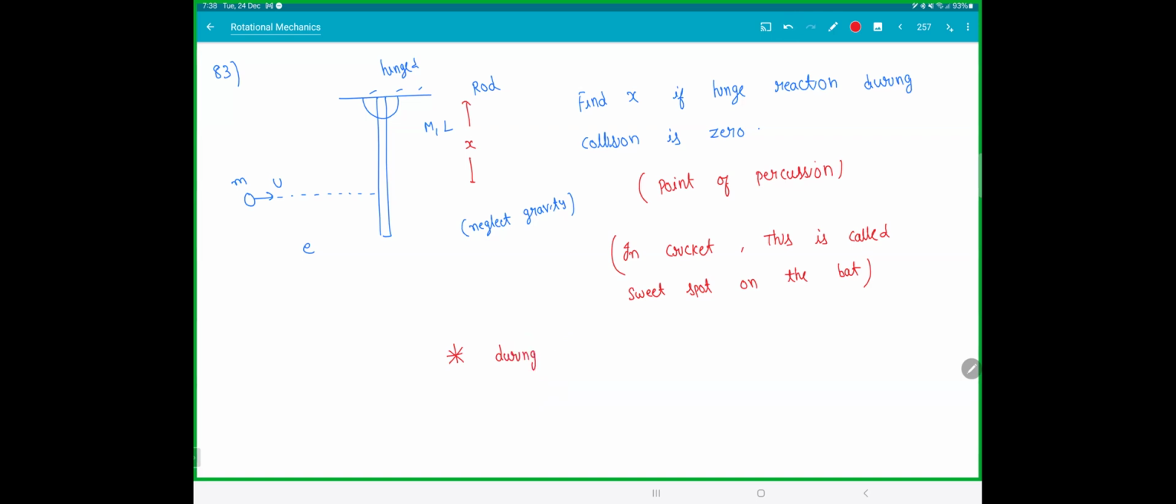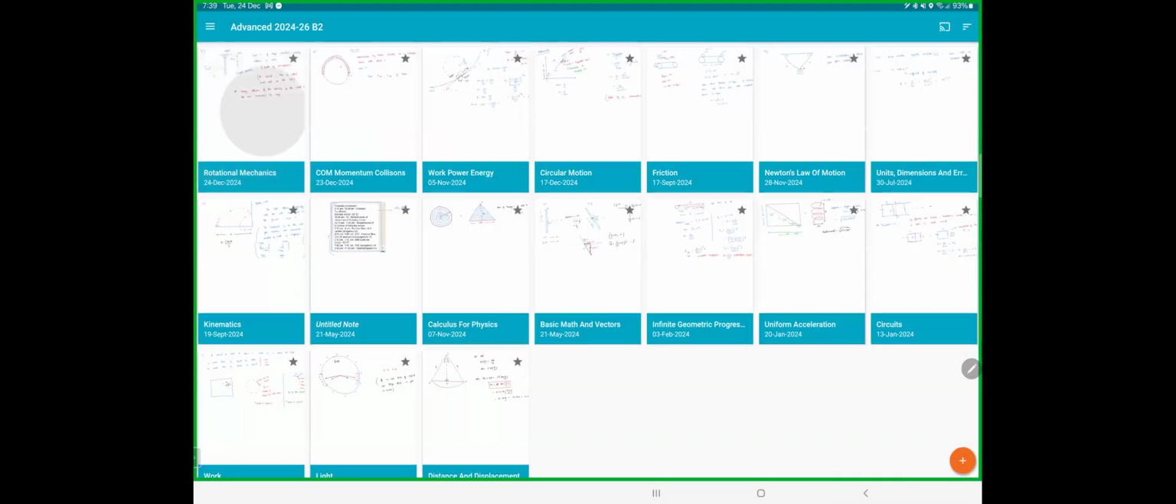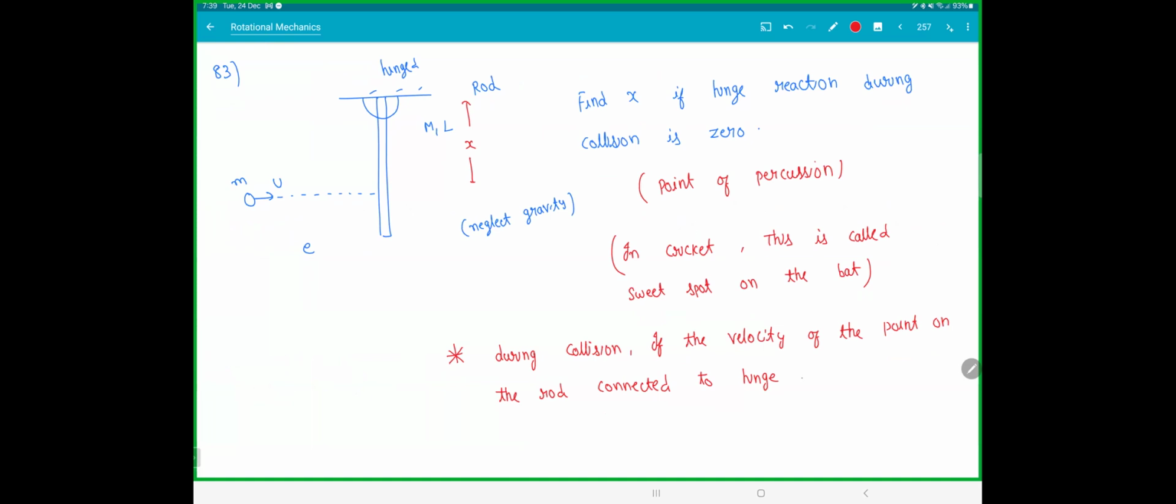So during collision, the velocity of the point on the rod connected to the hinge has zero velocity. So the point which you connected to the hinge, if it has zero velocity, that means the translation and rotation got cancelled. Then there's no need for any hinge reaction.